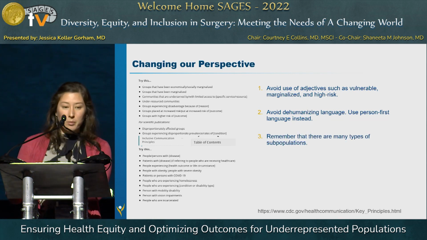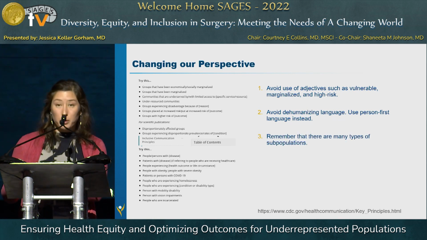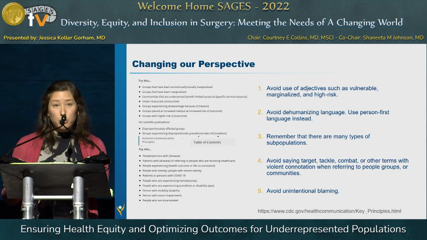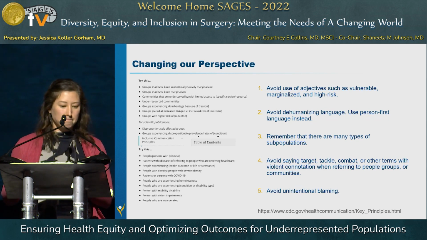Additionally, remember there are many types of subpopulations, including people from racial and ethnic minorities, people from sexual, gender, and religious minority groups, and people with various disabilities. And finally, avoid violent or combative vernacular, and avoid unintentional blaming. Rather than saying, people who do not seek health care, try those with limited access to fill in the blank.